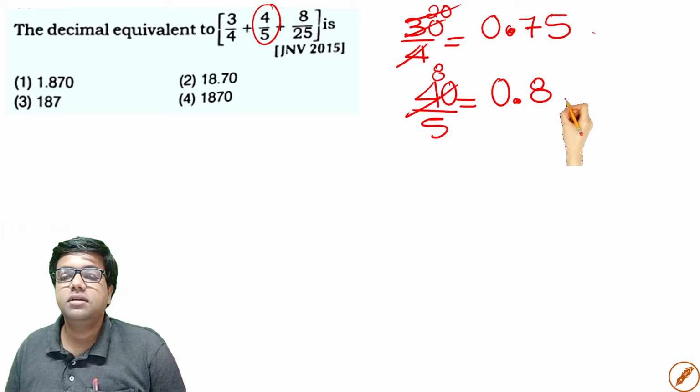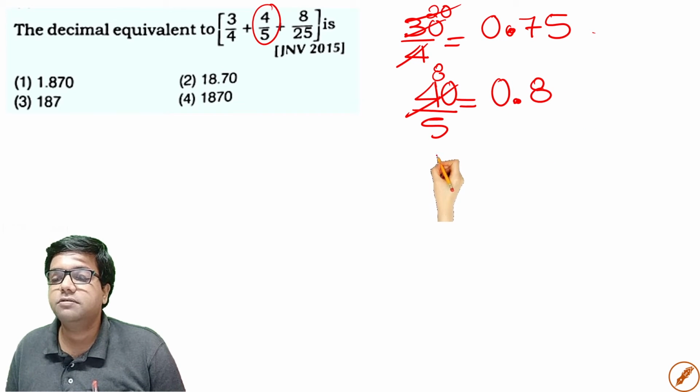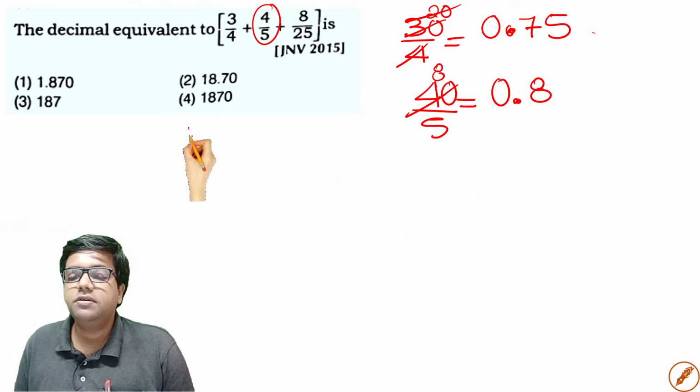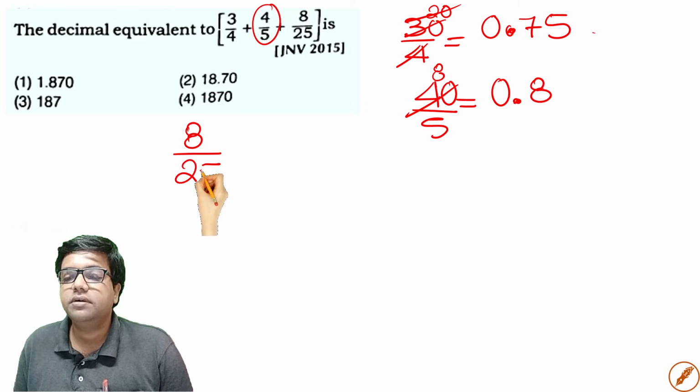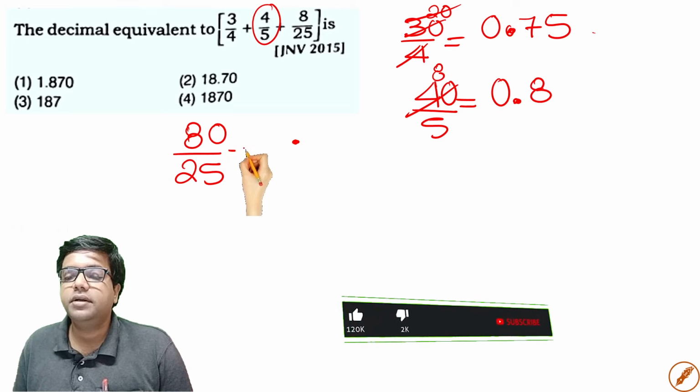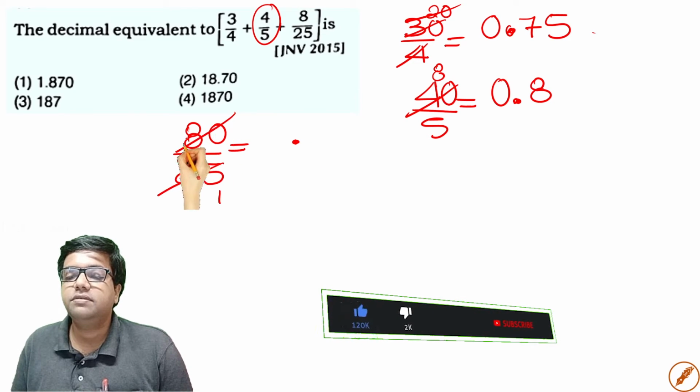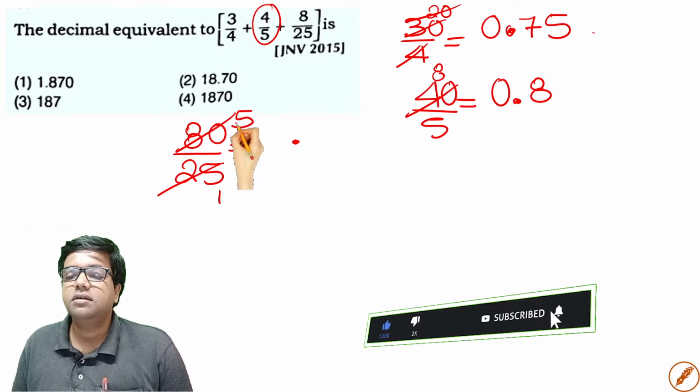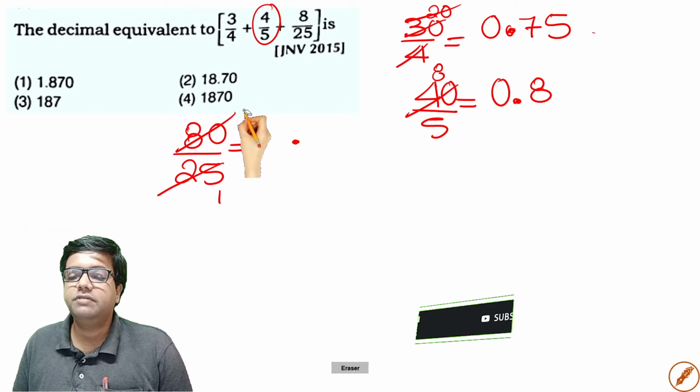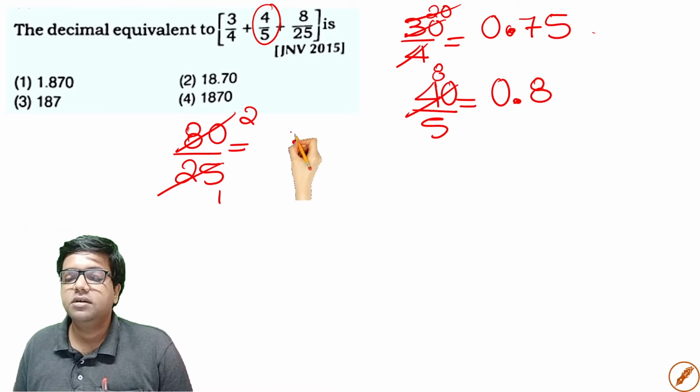0.8 is the decimal equivalent of 4 by 5. Let us find it for 8 by 25. So I will keep a 0 and a point, right? 25 ones are 25, 25 twos are 50. So I will have a 2 here, 0.2.